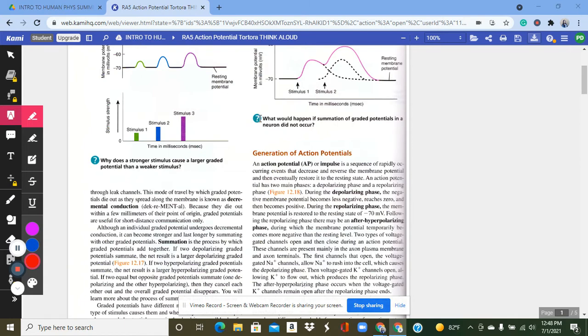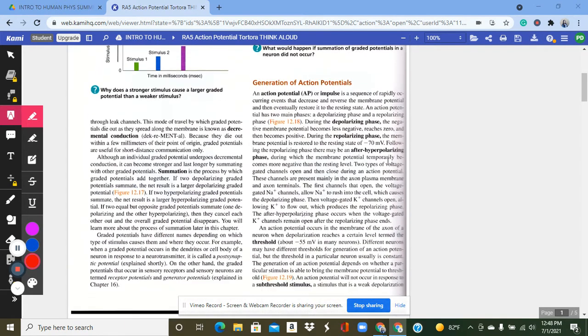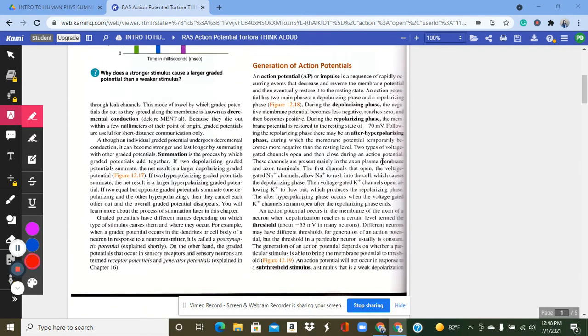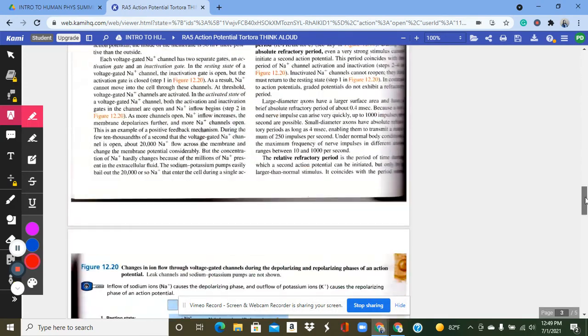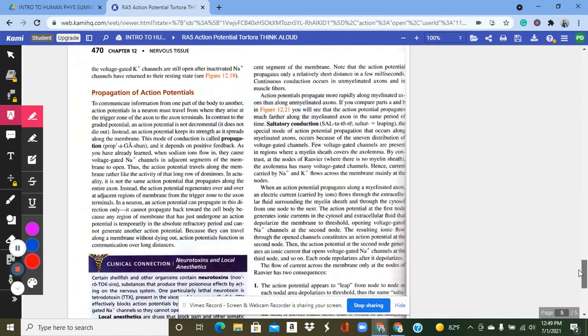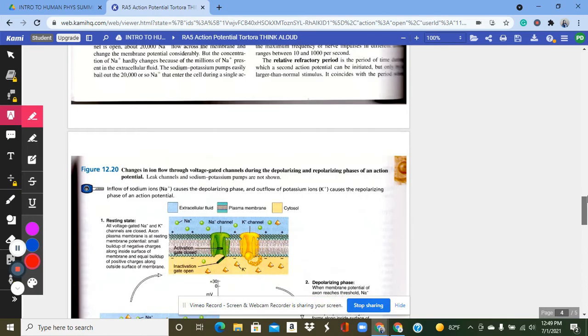So, I believe the topic for this chapter would be about the generation of action potentials. As noted by our instructor, Professor Lee, I will only be doing the generation of action potentials section. So, I won't be going over the graded potentials and the propagation of action potentials.